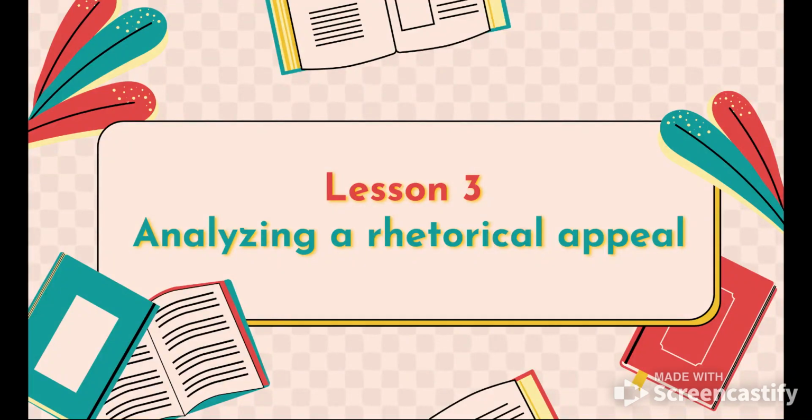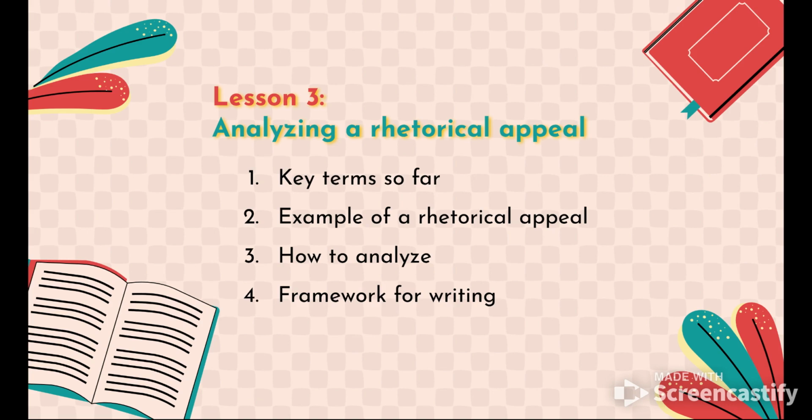This is lesson 3 of our unit on rhetoric, and in this lesson we're going to be looking at analyzing a rhetorical appeal. We're going to start by looking at some of the key terms that we've looked at in lessons 1 and 2. Then we'll go into an example of rhetoric, look at how to analyze, and then provide a framework for writing your analysis in a paragraph.